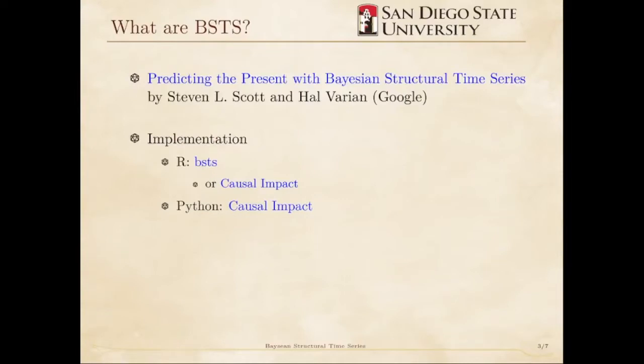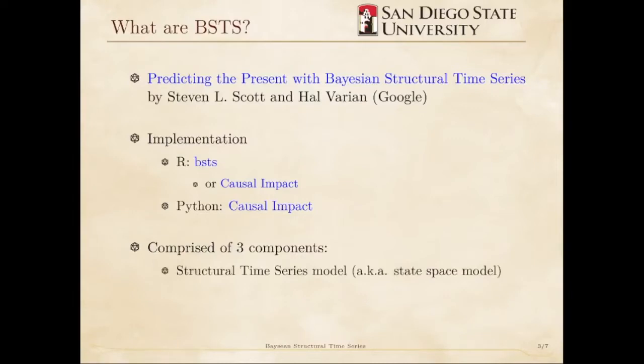So what is Bayesian Structural Time Series? BSTS is made up of three separate components: a structural time series model, a spike and slab regression component, and Bayesian model averaging. Let's take a look at these components one by one, shall we?